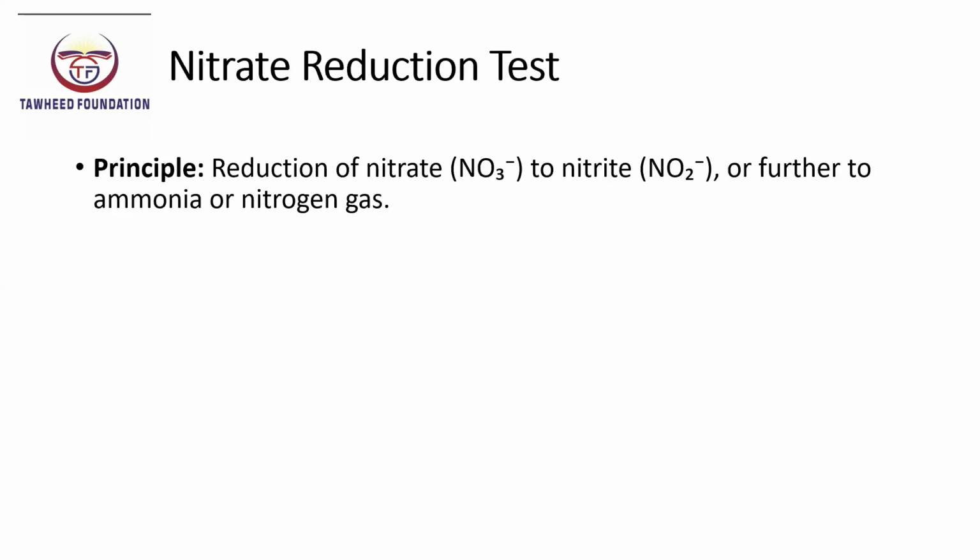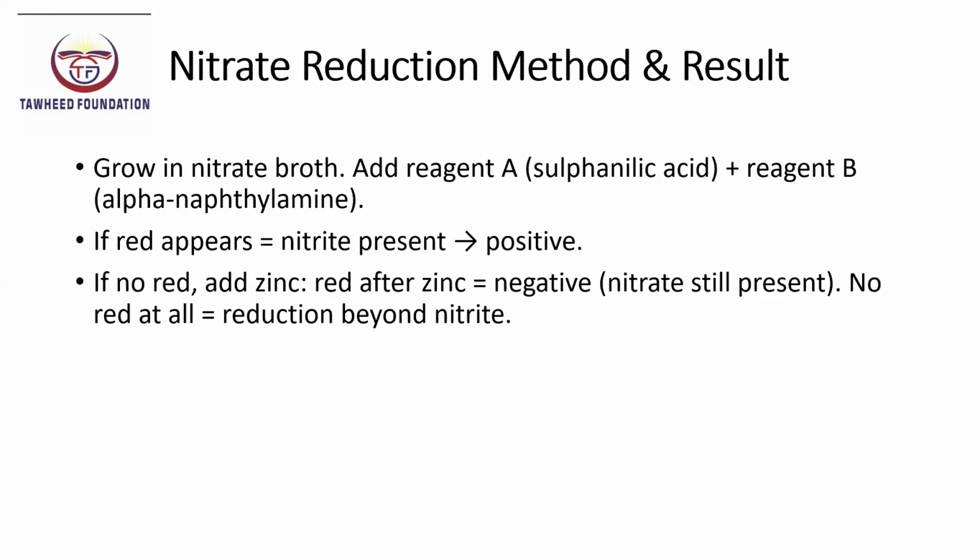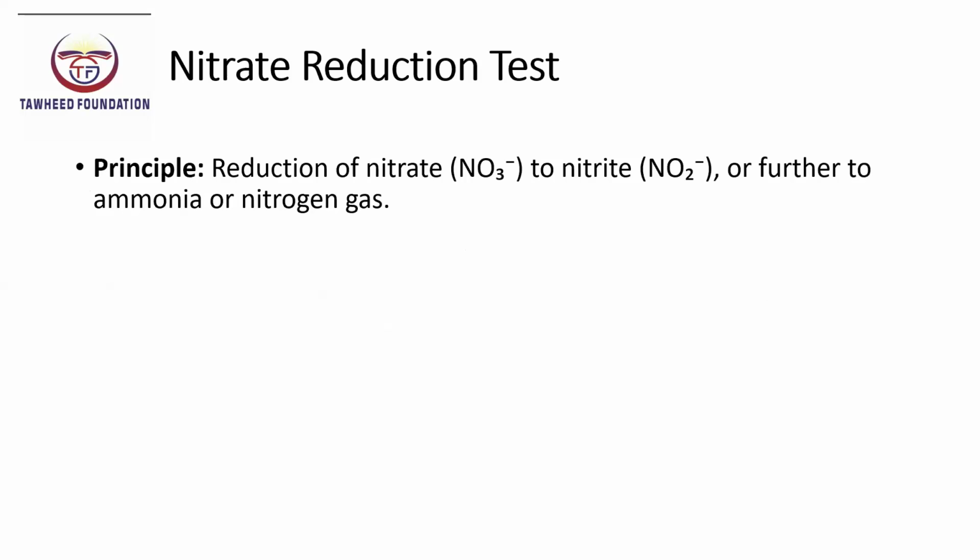Next is nitrate. The nitrate test checks the ability to reduce nitrate, that is NO3, to nitrite, which is NO2, or other nitrogenous compounds anaerobically. After incubation, the reagents sulfanilic acid and alpha-naphthylamine are added and cause a red color if nitrite is present, which is positive. Zinc is added if there is no red color. If red, then negative. This helps in identifying facultative anaerobes and differentiation.